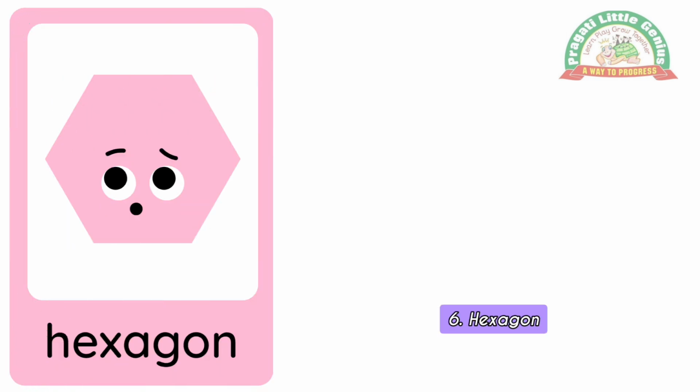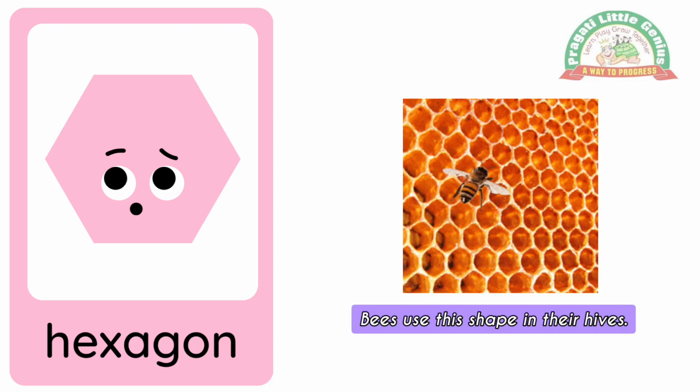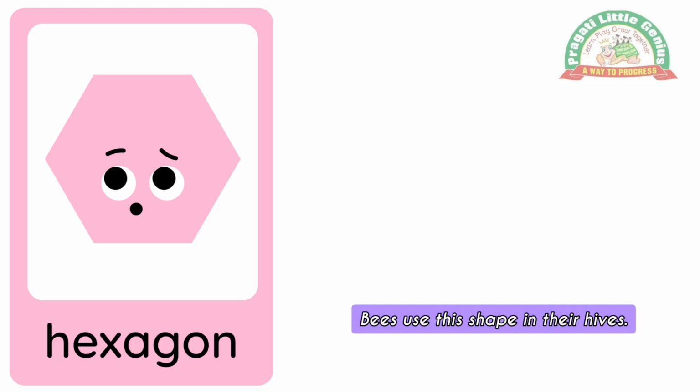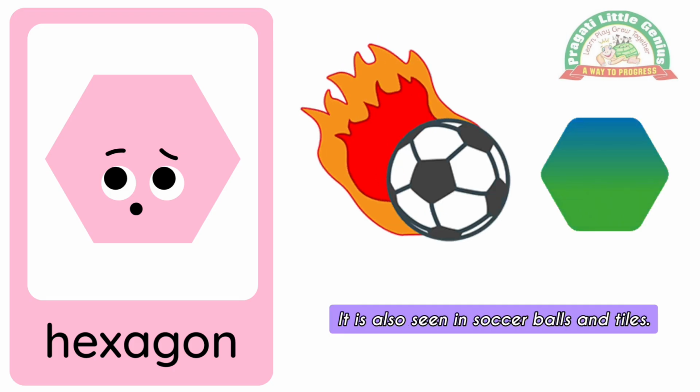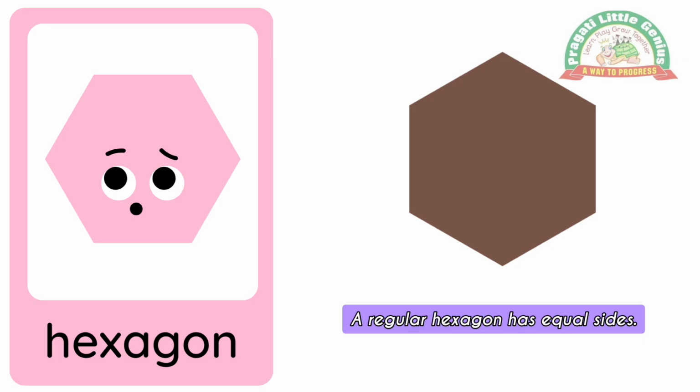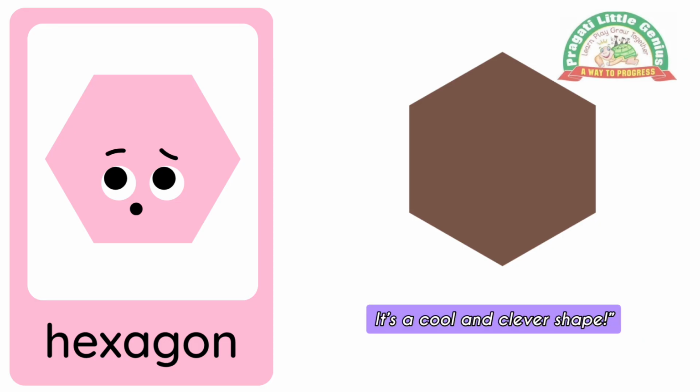6. Hexagon. H-E-X-A-G-O-N. Hexagon. A hexagon has 6 sides. It looks like a honeycomb. Bees use this shape in their hives. It is also seen in soccer balls and tiles. A regular hexagon has equal sides. It's a cool and clever shape.